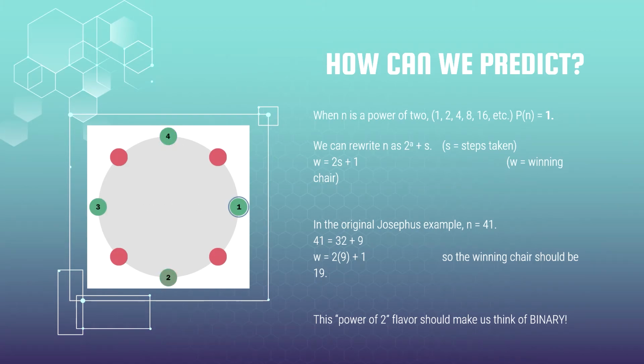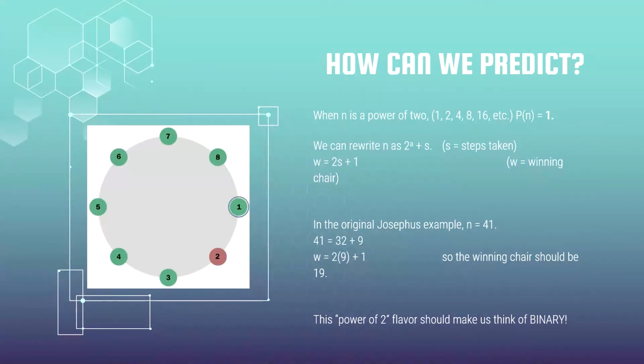This means that whatever position starts when we are left with a power of 2 will be the winning chair. Using this idea, we can rewrite n as 2 to the power of something plus something else, or 2^a + w. Since every other chair will be killed, w will equal 2 times how many steps we've taken plus 1.